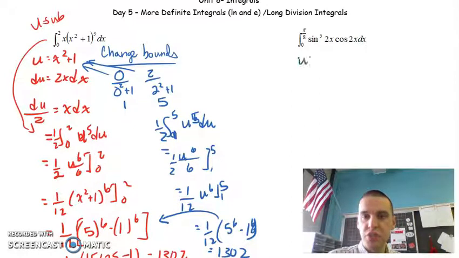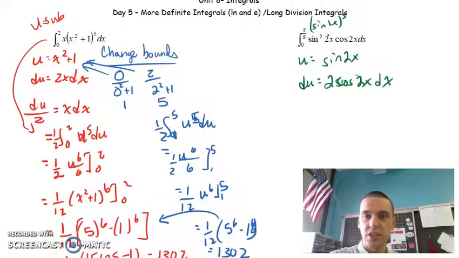So I'm going to let u be, well, what do you think? Hopefully you can see that it's sine of 2x, all raised to the 5th. So hopefully we use u equals sine 2x. Let's see if it works. du equals 2 cosine 2x dx. We just want regular ones, so we'll get du over 2 equals cosine 2x dx.